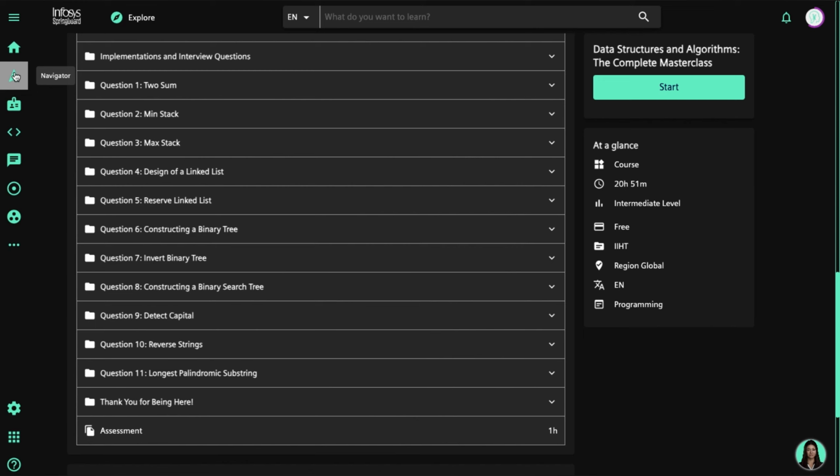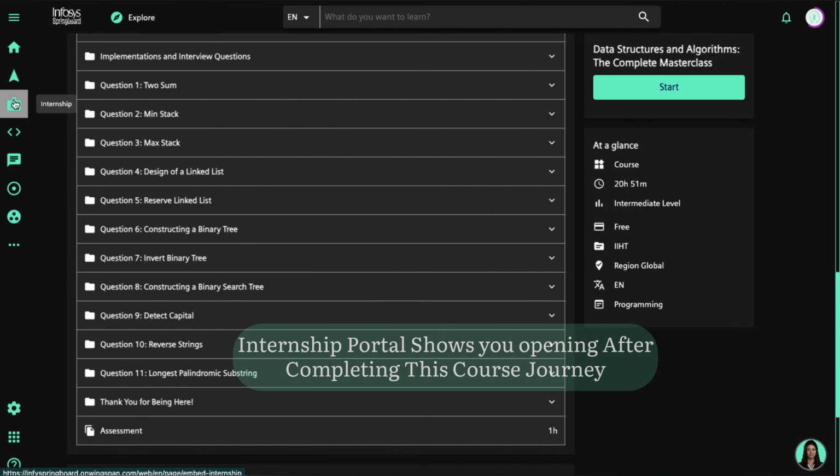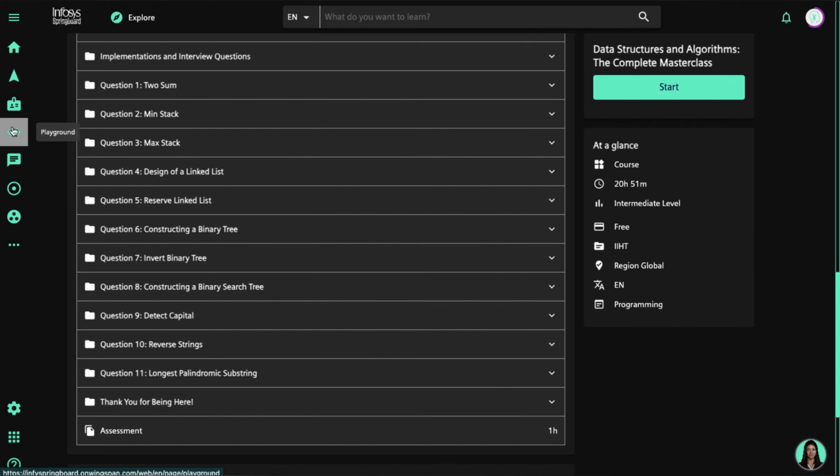you will get a navigation portal. You will get the navigation also. There are internship options, like after the completion of this course you can apply for the internships. Okay, this is a playground.